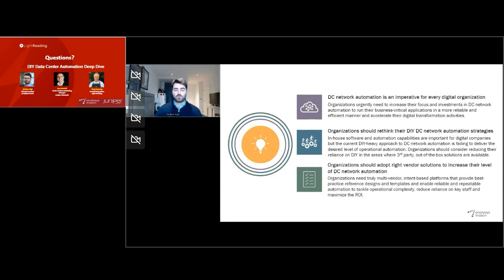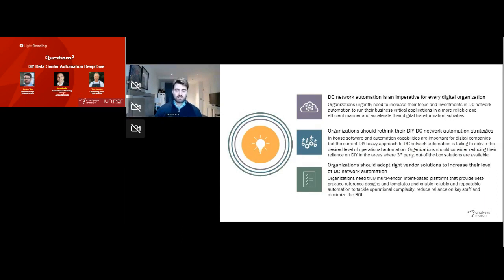Firstly, companies should look for a truly multi-vendor automation platform because many companies struggle with the operational complexity of multi-vendor environments. Second, they need reliable and repeatable automation, which means that they shouldn't have to allocate large amounts of resources and worry about people leaving the organization.